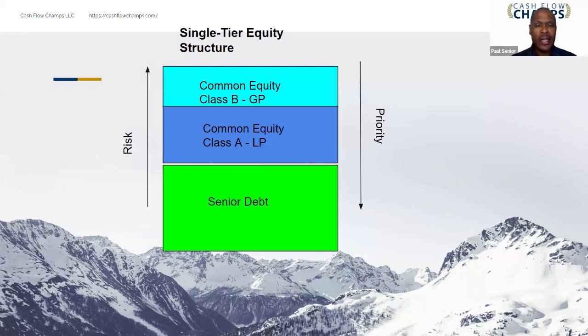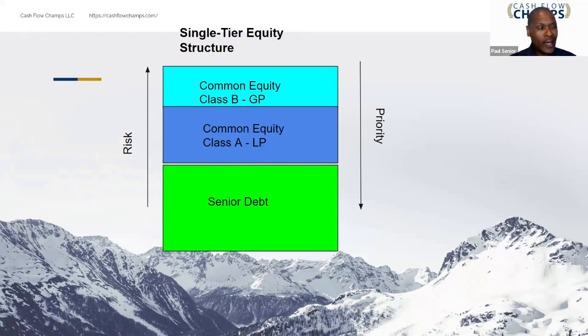So by single tier equity, it simply means that only one class of shares is available for the investors to invest in. As we can see here, that would be the common equity shares, right? You can have more than one class of common equity investors. Here it is showing class A and class B investors, right? The common equity class B in this case are your general partners, and your common equity class A in this case is your LP partners.